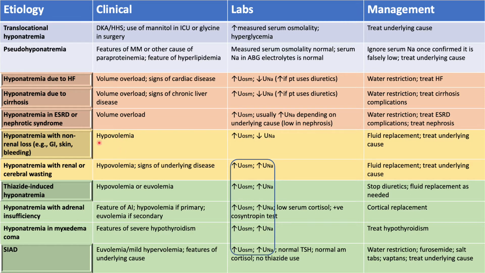And these two in yellow are common causes of hypovolemic hyponatremia. The most common one is non-renal loss, including GI losses, which is probably the most common, but also skin losses and bleeding. Again, these are the causes in bold in the table. They are the ones which are more common. So hyponatremia with non-renal loss.